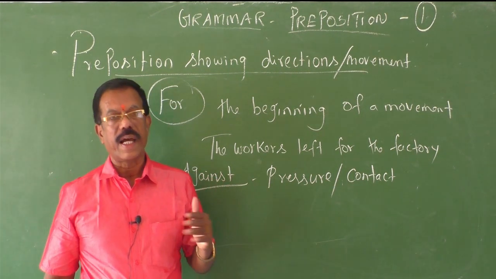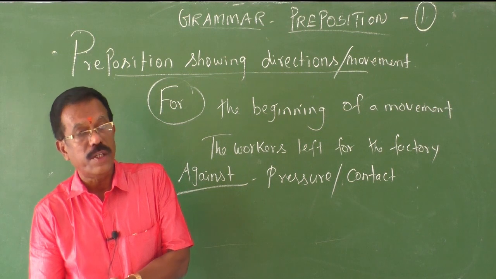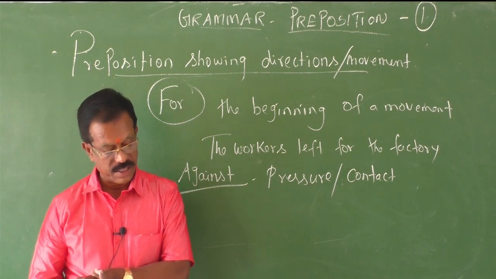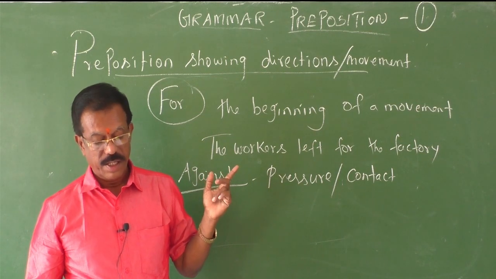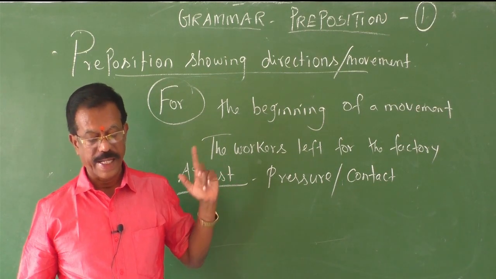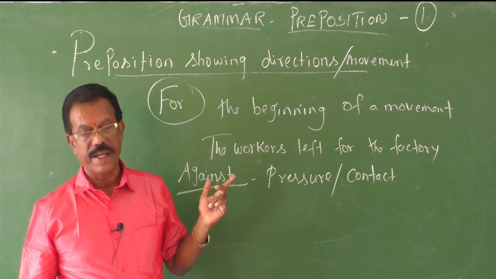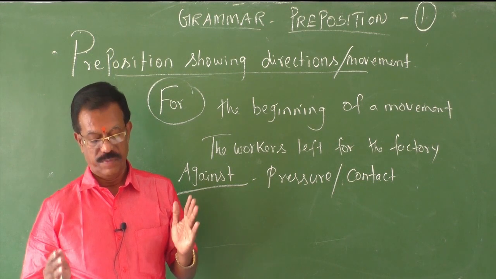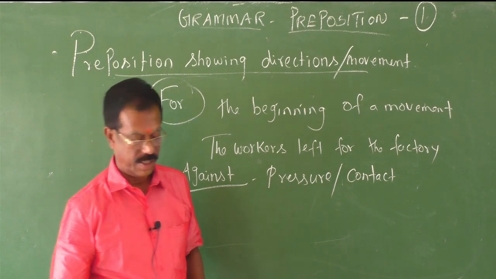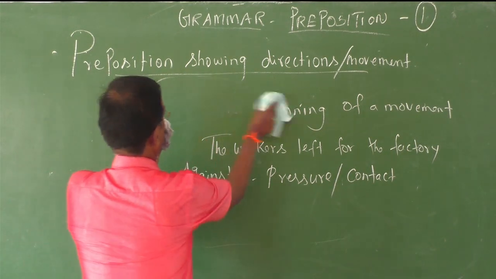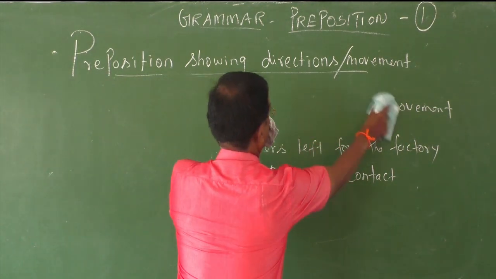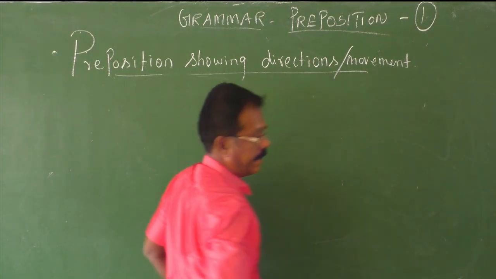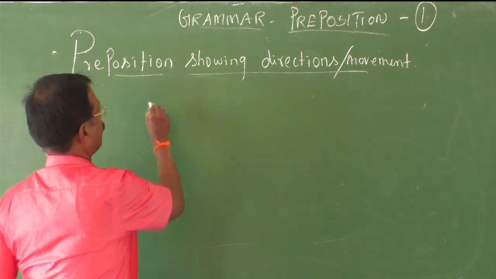So now I have explained the use and usage of some prepositions showing direction as well as movement: to, then into, at, for, and against. Then B, prepositions of direction: from, off, out of. Let me explain. See, prepositions of direction.